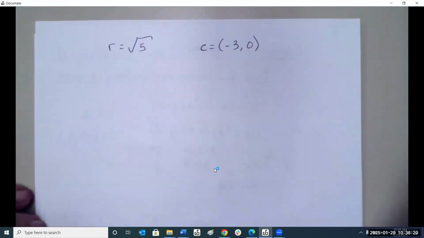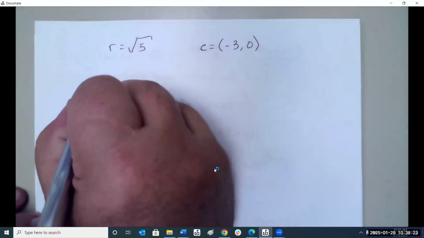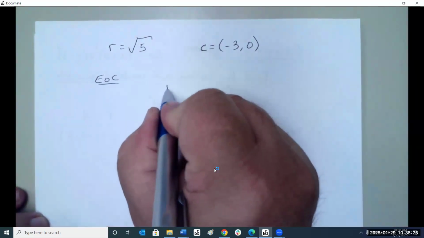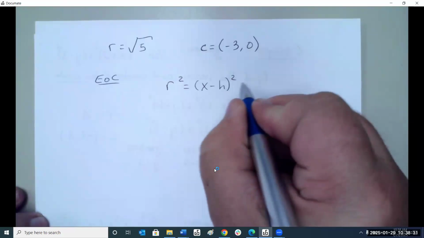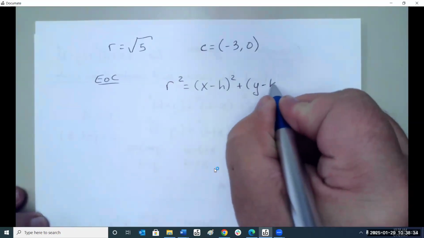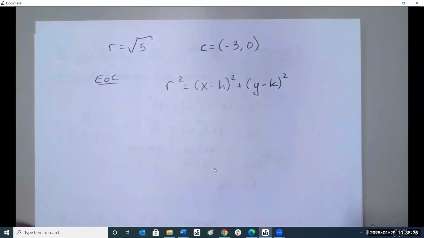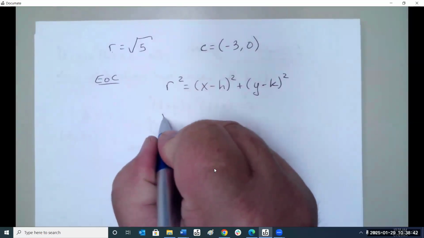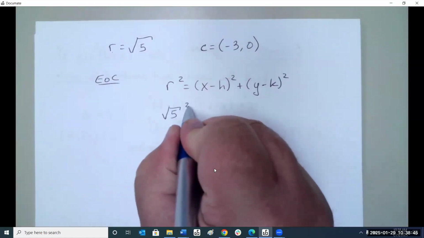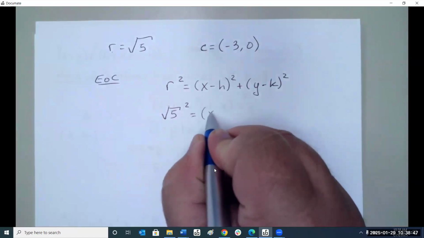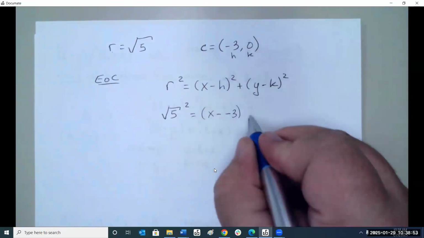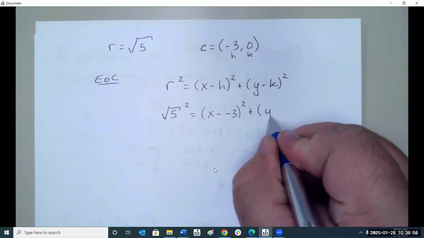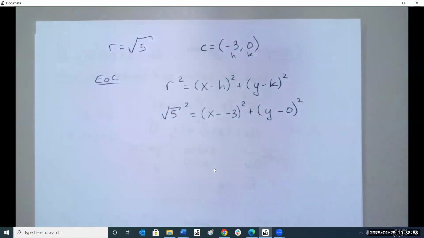What are we looking for here? Equation of a circle. So we're looking for an EOC. That formula is r squared equals x minus h squared plus y minus k squared. Plug them in. R is square root of 5. So it's square root of 5 squared, x minus -3, because this is h, and that's k. Y minus 0 squared.